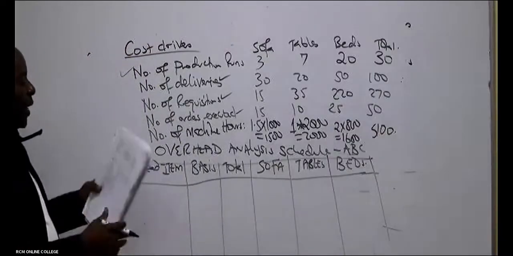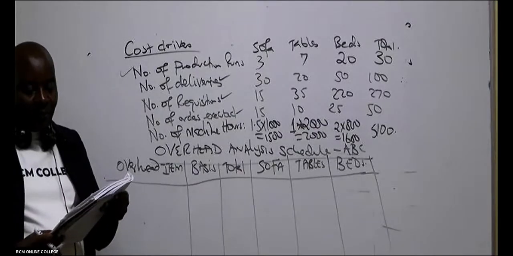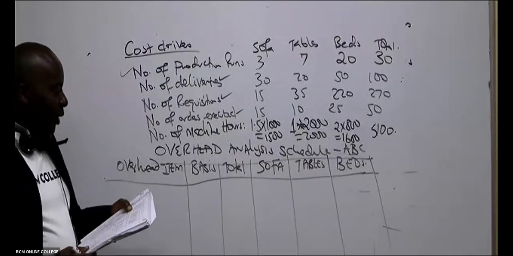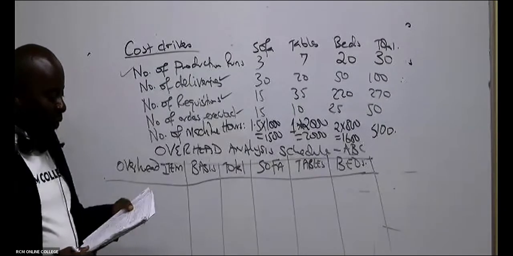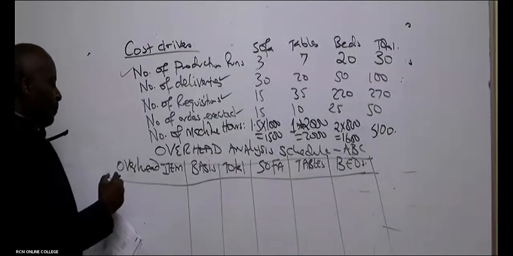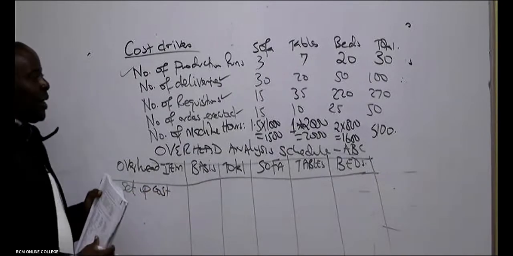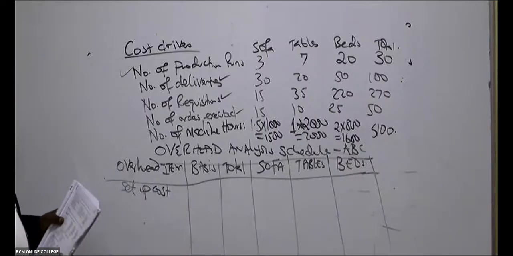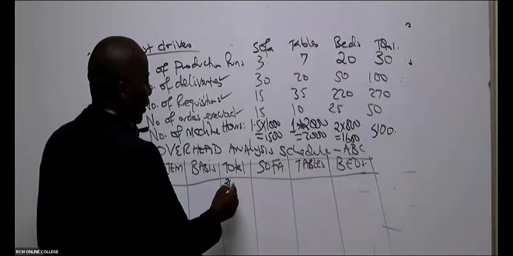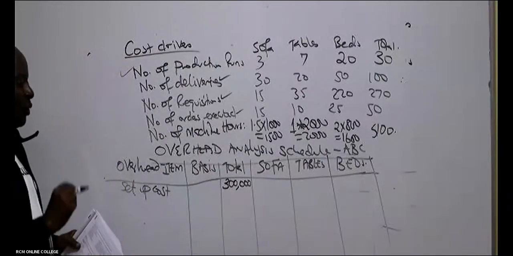So we start with the first overhead item. Is there anybody who is able to see the first overhead item? The first overhead item is known as what here? Setup costs. So the setup cost, ladies and gentlemen, you can see the total is how much here? 300,000, isn't it? Thank you so much. 300,000. What is the basis of apportioning this?